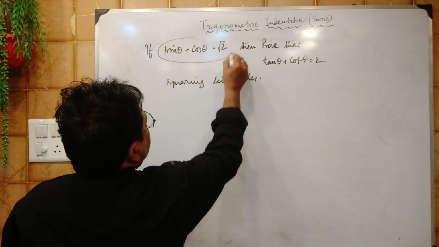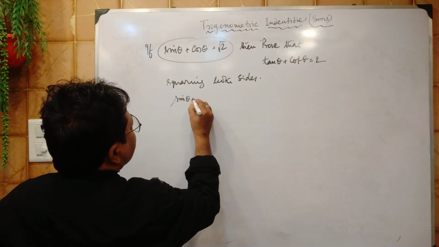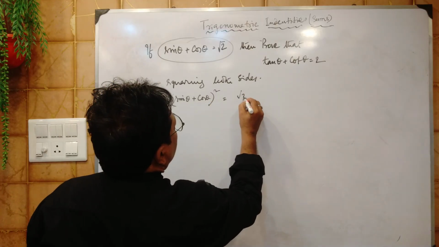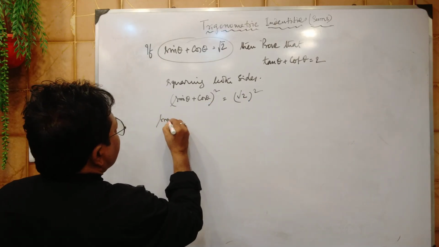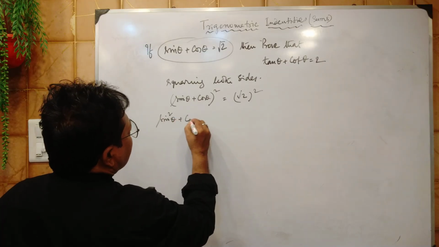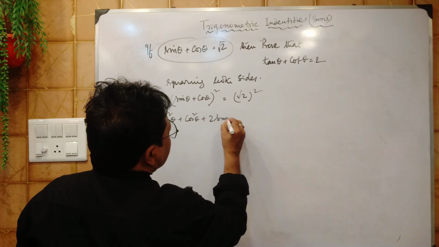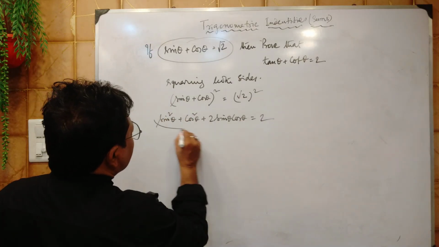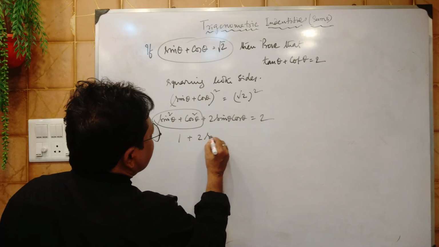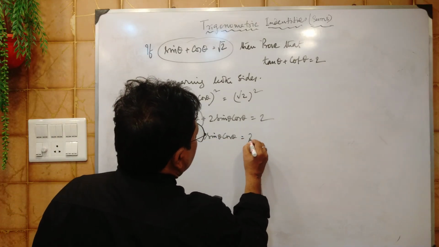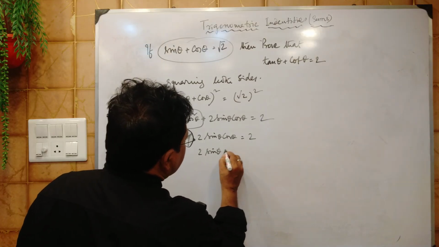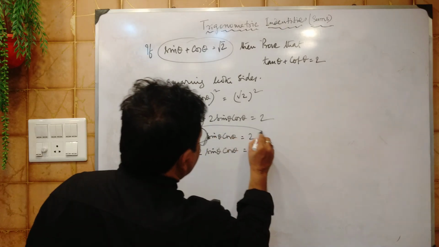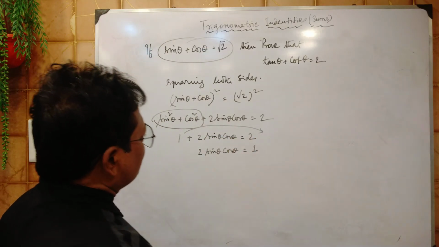Of this, we will get (sin theta plus cos theta) whole square equal to root 2 whole square. That is sin square theta plus cos square theta plus 2 sin theta cos theta is equal to 2. Now sin square theta plus cos square theta is equal to 1, so 1 plus 2 sin theta cos theta is equal to 2. So 2 sin theta cos theta is equal to 2 minus 1, which means 1. So 2 sin theta cos theta is equal to 1.